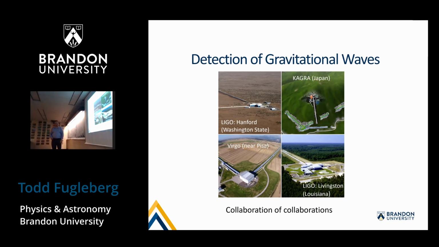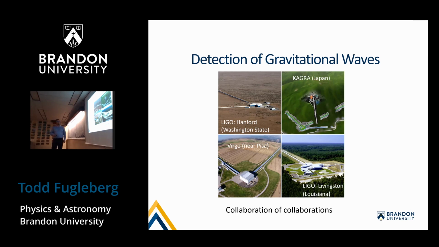So this is a collaboration of collaborations. LIGO is one of the big collaborations. They have a site in Hanford, Washington State, and a site in Livingston, Louisiana. And they're now collaborating together with the Virgo collaboration, with their site near Pisa in Italy, and KAGRA, which is in Japan. And this is an artist's rendition because it's actually 200 meters underground.